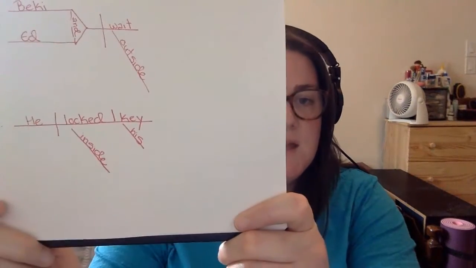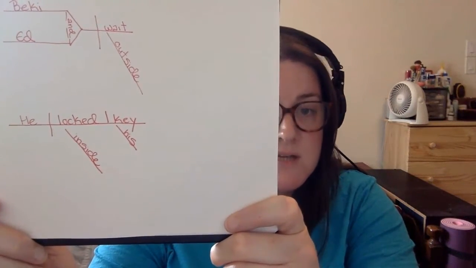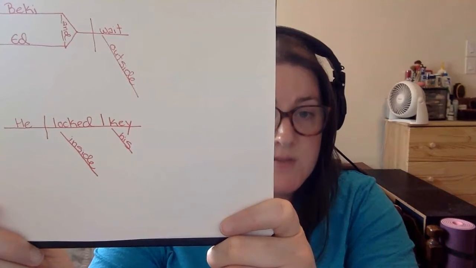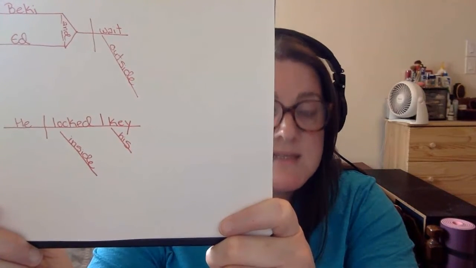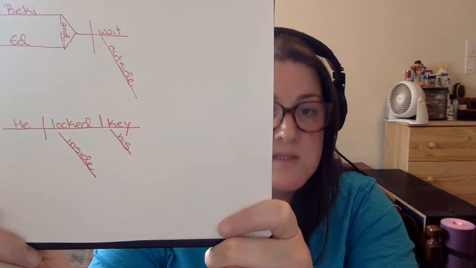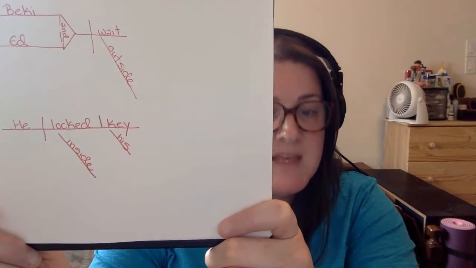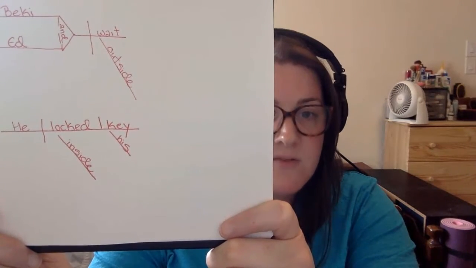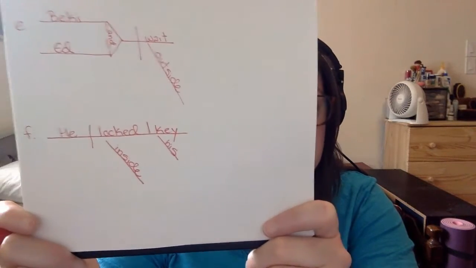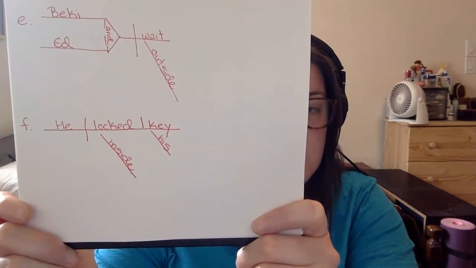Sentence F, he locked his key inside. So, he is my subject, locked is my verb, key is my direct object. His is an adjective, a possessive adjective, modifying key, so it's diagrammed beneath key. Inside is the adverb modifying locked, and that is diagrammed beneath locked. So that is what my diagram should look like.